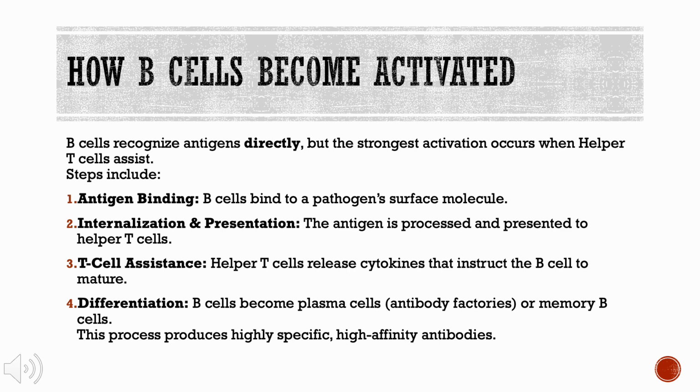B cells are activated in a slightly different way. They can recognize antigens directly, but they produce the strongest and most effective response when they receive help from T cells. After binding an antigen, the B cell processes it and presents it to a helper T cell. The T cell then provides cytokine signals that allow the B cell to mature into either a plasma cell, which produces large amounts of antibodies, or a memory B cell, which remains in the body for future protection.